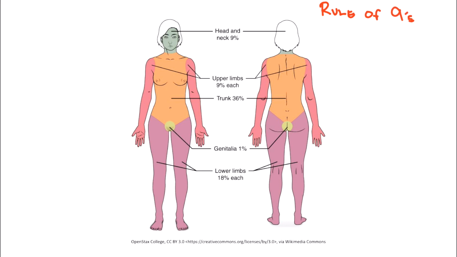Beginning from the top, the head and neck constitute roughly 9% of the total body surface area. This means that a person's face and anterior neck would be 4.5%, and the back of a person's head along with the posterior neck would also be 4.5%.